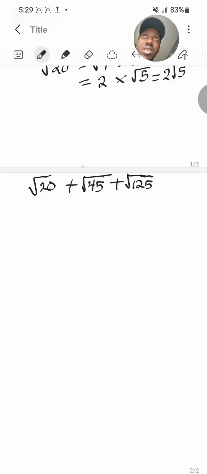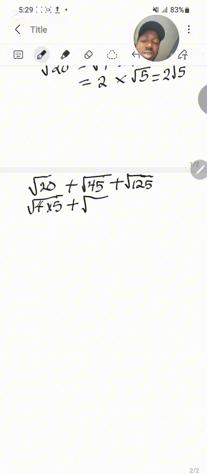If I try 3, 3 cannot go. If I try 5, 5 in 20 is 4. So straight away, I can say 20 is 4 times 5 plus. Now, square root of 45, just like I said, 2 cannot go.